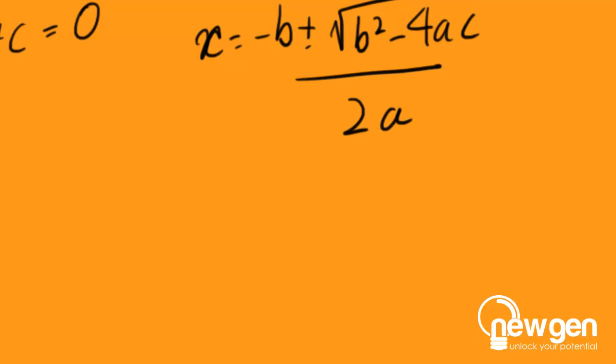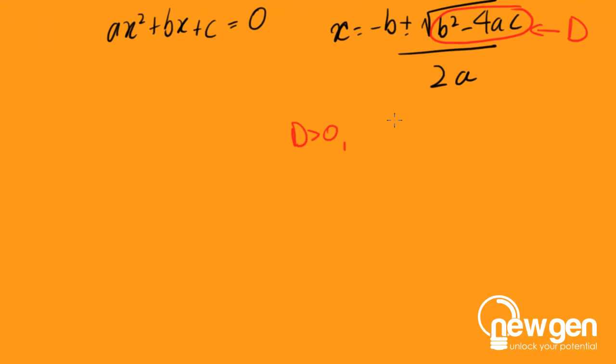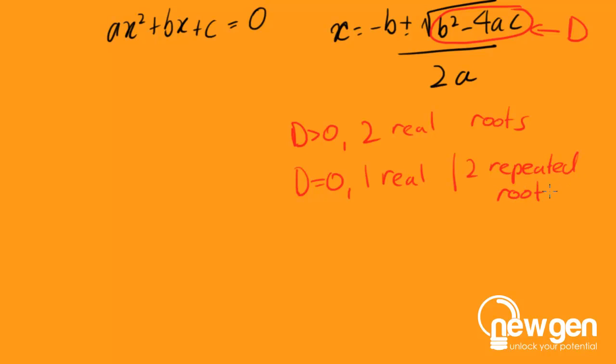From our past studies, we should know that the number underneath the square root is the discriminant. If the discriminant is greater than 0, then we know that there are two real roots. If the discriminant is equal to 0, we know there is one real root, or you could say two repeated roots. And if D is negative, or less than 0, we know that there are 0 real roots.